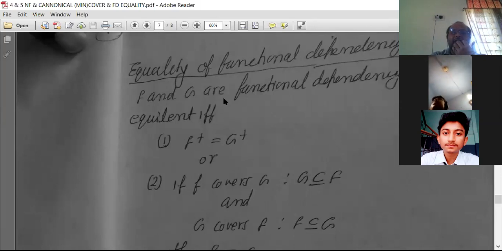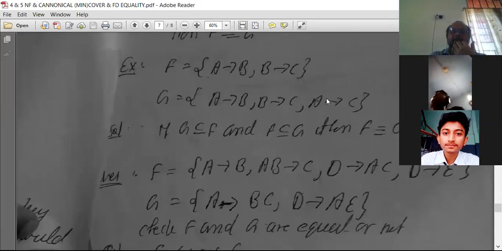And if I want to check whether both the functional dependencies are equal or not, we have to find the cover of that one. That means suppose F functional dependency and G functional dependency are given to us. I want to find out whether F is equal to G or not.